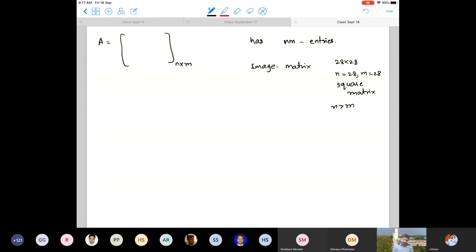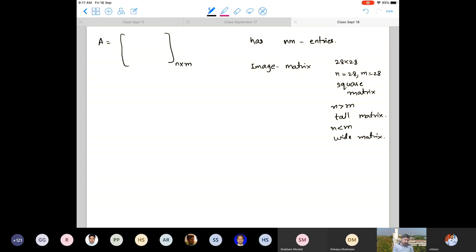If n is greater than m, then it is called a tall matrix, for obvious reasons. And n less than m, it is called a wide matrix. So all these three shapes of the matrices are really very important, and they will come up in different types of applications for us in AI. So this is about notations, and one operation you have already learned.